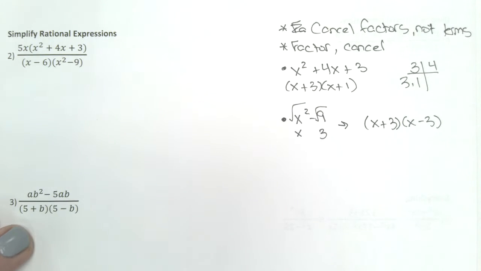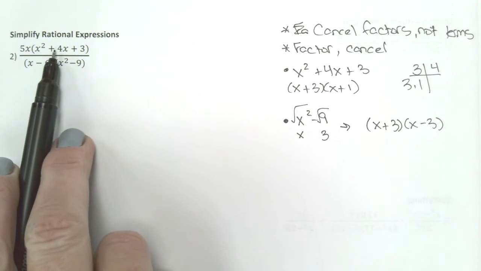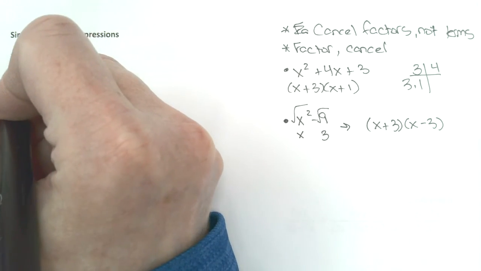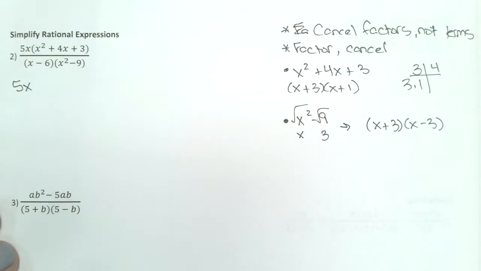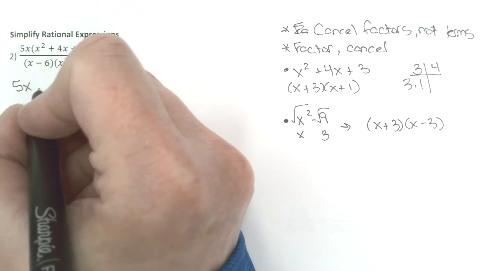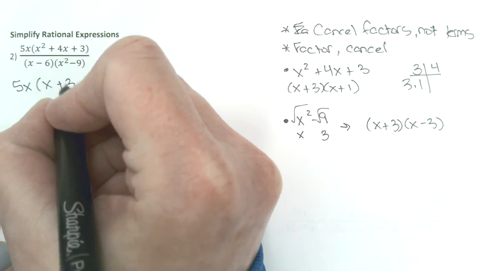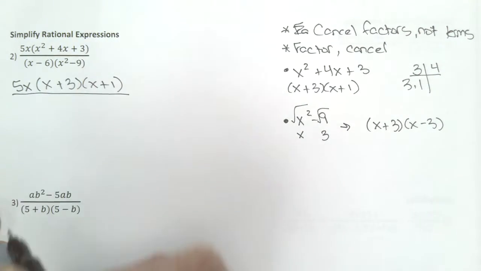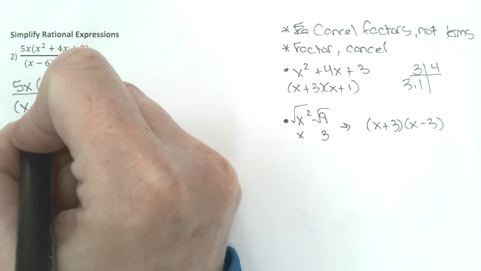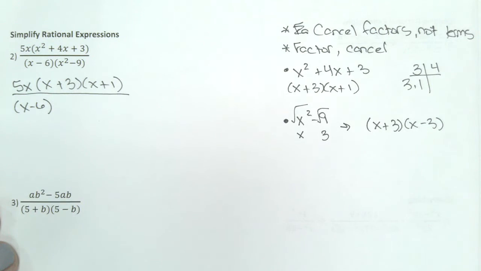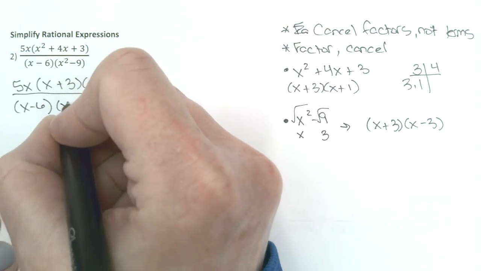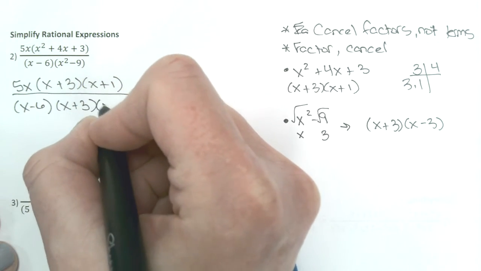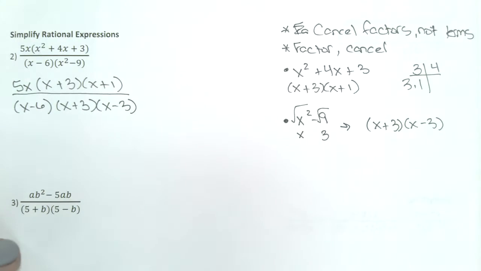So now we're just going to put our factors in. So I'm rewriting my 5x. I'm going to replace that with x plus 3, x plus 1. And then on bottom, I need to rewrite my x minus 6. I didn't do anything with it. And then x squared minus 9 gets replaced with x plus 3 and x minus 3.